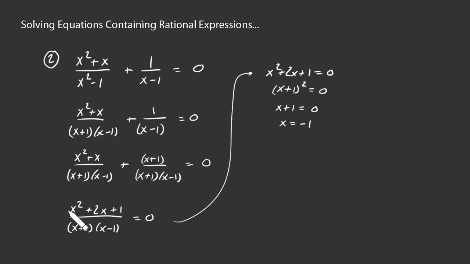So the numerator here is going to be 0 when x is negative 1, but that's not enough. The denominator has to be non-zero. But if I put in negative 1 right here, I've got a problem. The denominator is 0. And in fact, going all the way back to the original problem, this denominator here would be 0. So this, while appearing to be a solution, actually isn't. And this equation has no solution. Okay? That's it.